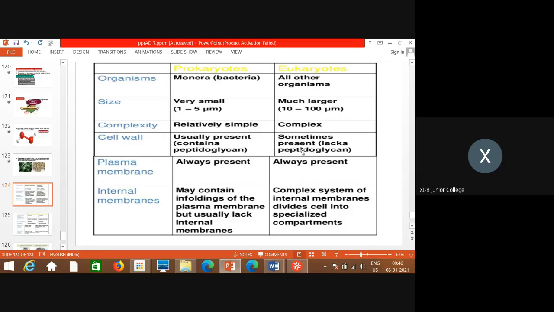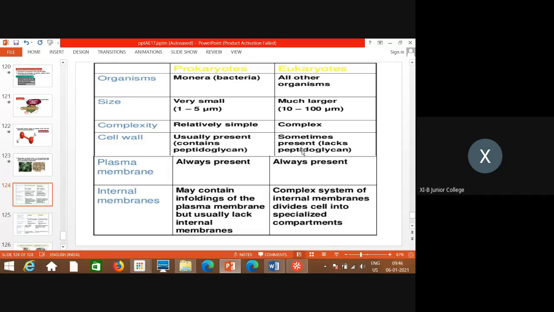When we compare the cell wall, the prokaryotic cell wall usually contains peptidoglycans, whereas in eukaryotes it is sometimes present, sometimes absent, but it lacks peptidoglycans. In an animal cell the cell wall is absent, in a plant cell it is present. So that's why it is said sometimes it is present, but it lacks peptidoglycans. Then the plasma membrane is always present in both prokaryotes as well as eukaryotes.